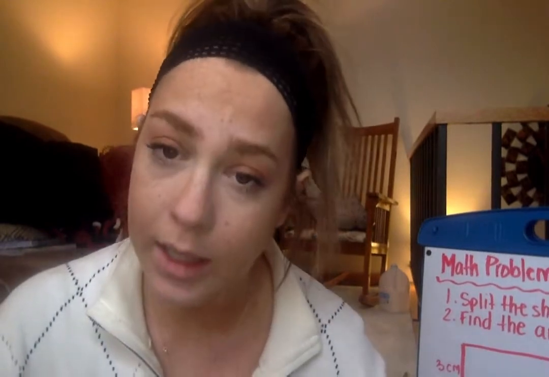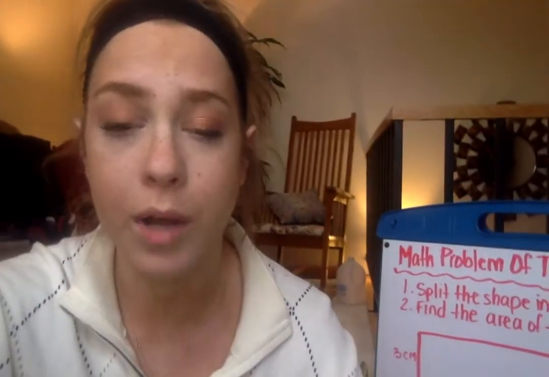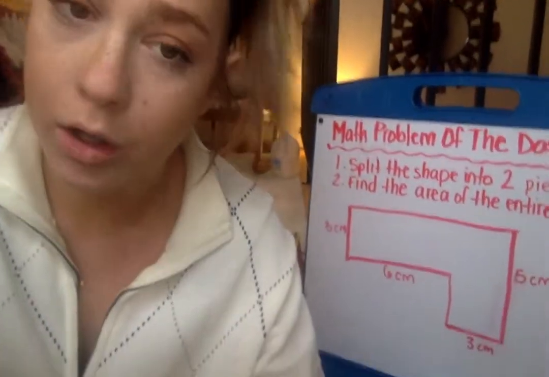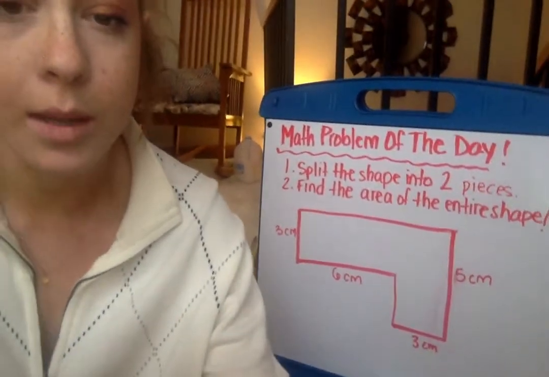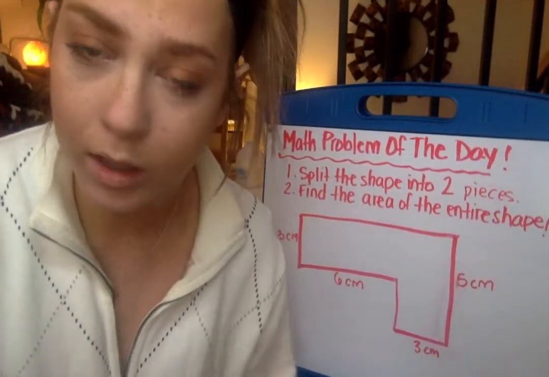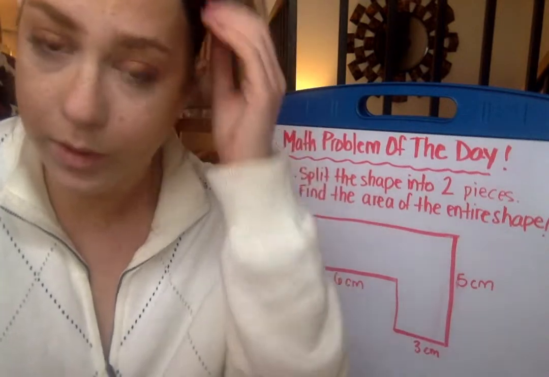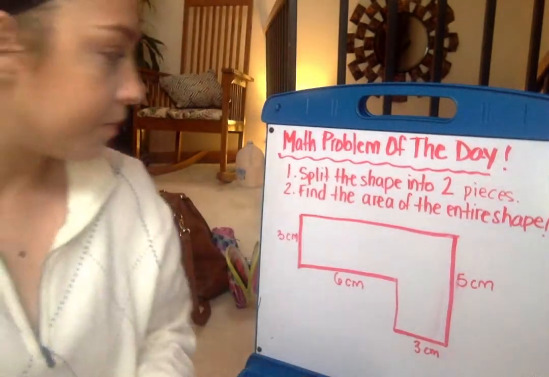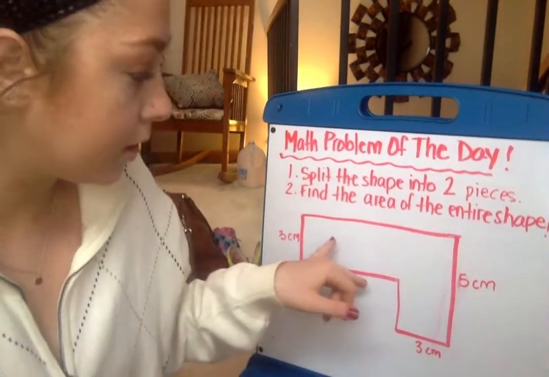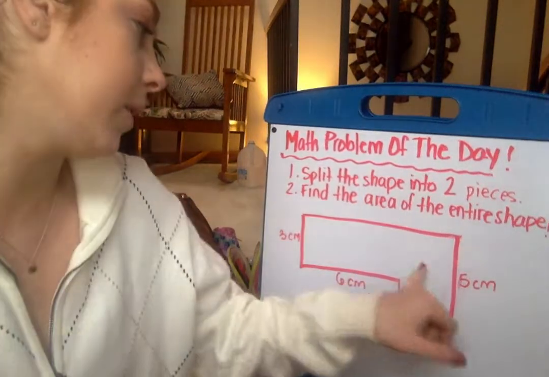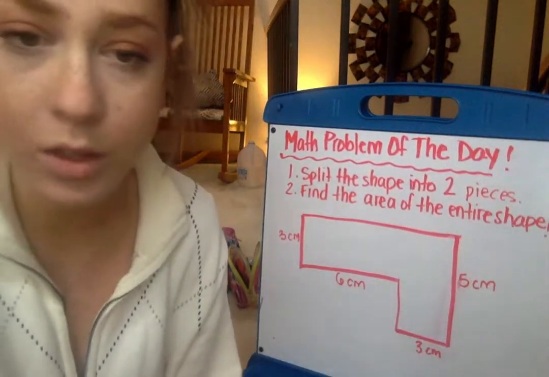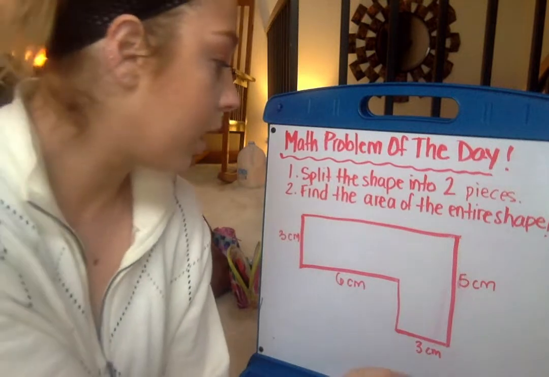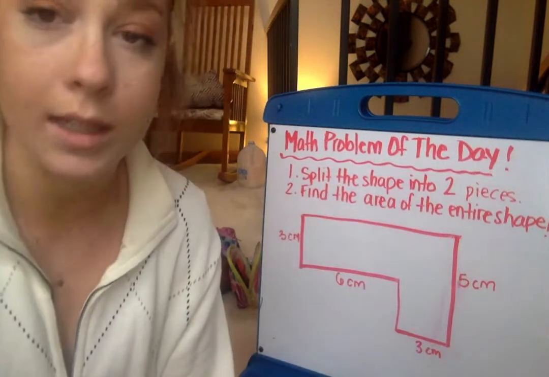If you haven't completed it yet, stop the video, check the problem, and try to complete it on your own first before watching me do it. But today it's a little bit trickier, and I made it trickier because a lot of you have been very successful with the ones I've been sending. So today you have a shape that looks like a sideways upside down L. It looks a little bit different than the shape yesterday. And I want us to find the area of the entire shape.